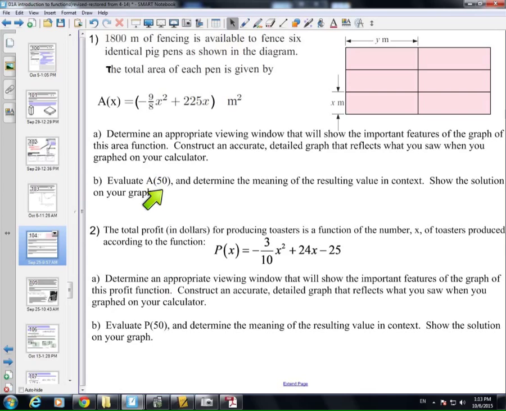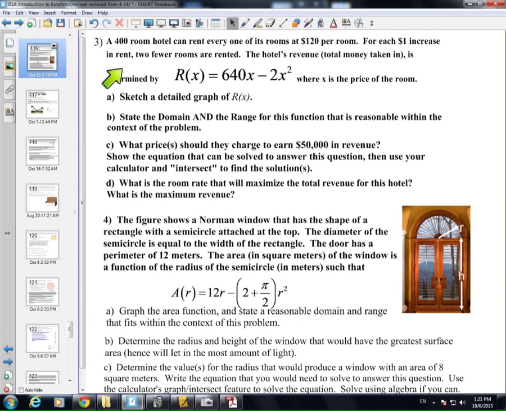Use context clues just like I did. Use common sense and understanding of the nature of the problem like I did. Make a viewing window and then put the graph on paper. So tomorrow what I'd like to see is 4 graphs. 1 graph for this function, 1 graph for the function in number 2, then here's number 3 on the same page, I believe, and number 4. So I want to see a graph for each of these functions.